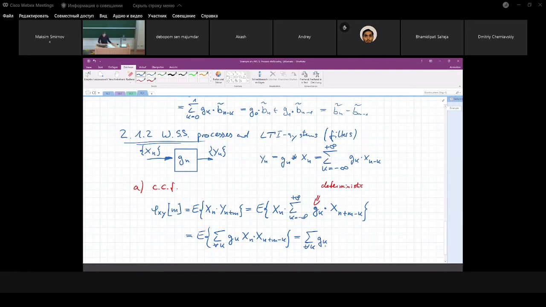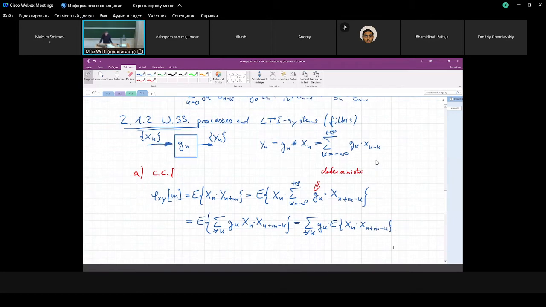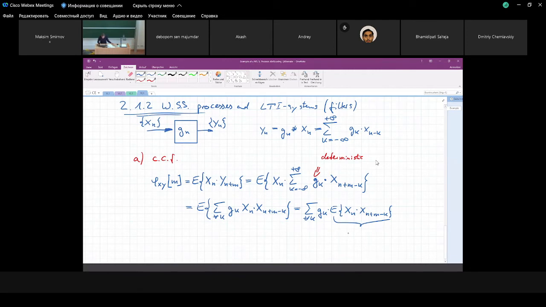This is deterministic. Then I place here the expected value times the expected value of xn, because the expected value is also a sum. It's the probability density function. But I can change the order, times x xm. Question is, what is this? Yeah, you see, what we see here is nothing else than the shifted autocorrelation function, right? So this is phi xx of m minus k.